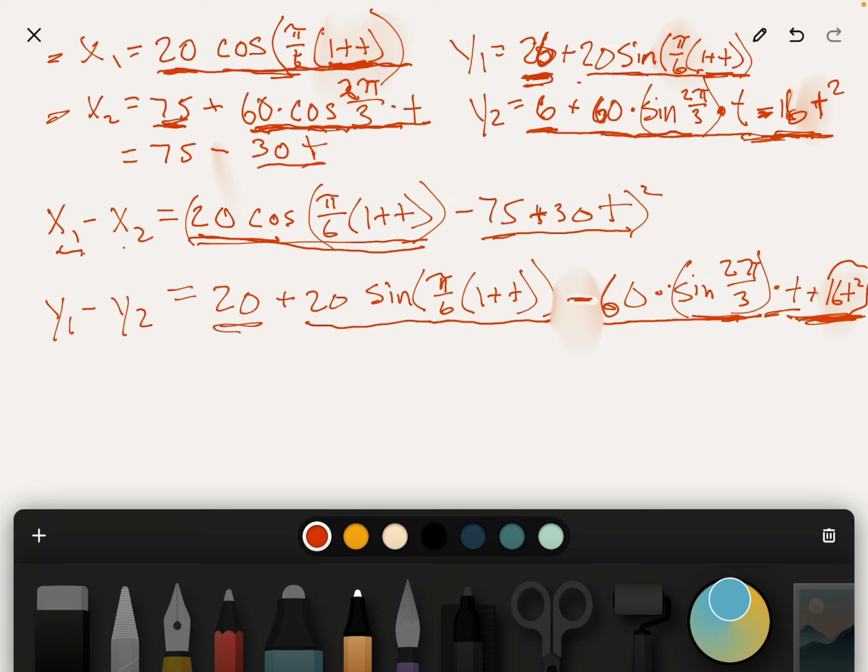Okay, so now we're ready. Of course, we're going to have to square this whole quantity. So I'm going to end this video here. Now we have the equation in a reasonably workable form. I'm going to close this video, and I'll do another video on the graphing calculator.